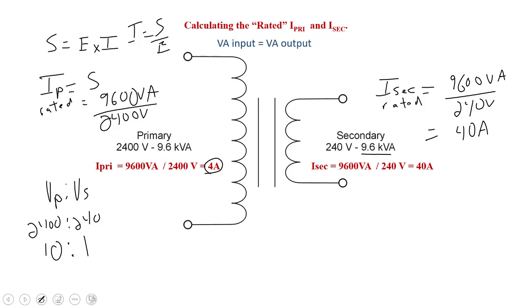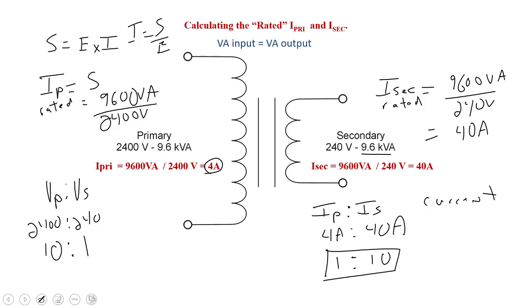Let's look at the current ratio now. So the current ratio would be I primary to I secondary. So the current on this is 4 amps on the primary to 40 amps on the secondary. So if we express this in lowest terms, we divide both sides by 4. So 4 divided by 4 is 1. 40 divided by 4 is 10. So it's a 1 to 10 for its current ratio. So we call this a current ratio of a transformer. Notice that the current ratio is exactly opposite the voltage ratio. The voltage is 10 to 1. That means the current has to be 1 to 10.